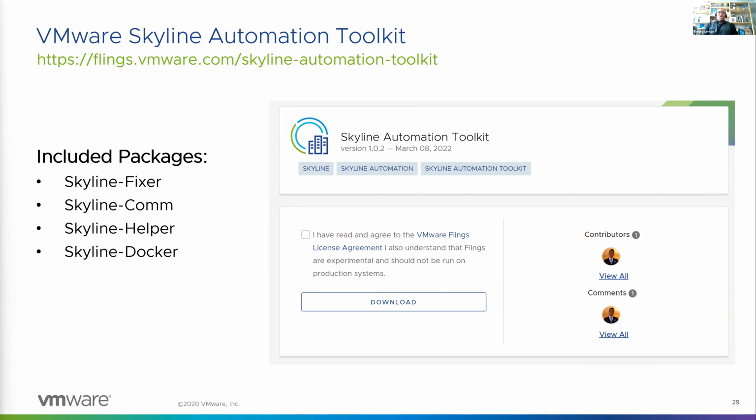There's also a package known as Skyline Helper, which is a script that ensures a proper connection between your product endpoints and the Skyline collector. Be on the lookout for a future webinar about the importance of making sure that you get all your endpoints connected. And then finally, there's a last module known as the Skyline Docker, which builds additional infrastructure to help support those findings and recommendations beyond the VMware suite. For more information on that, be sure to go to the URL listed on this page.